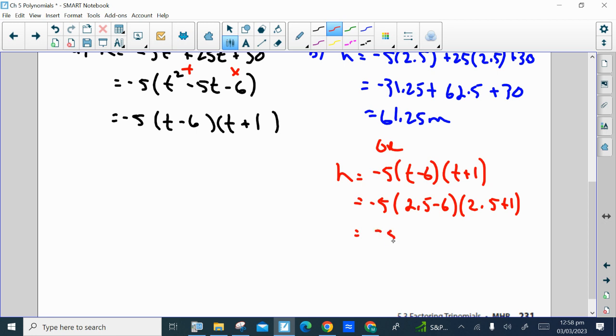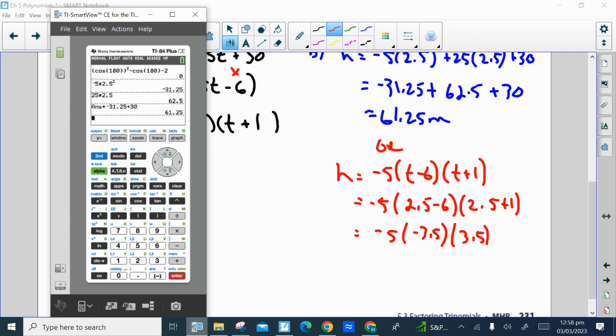So you're going to have the -5, and that's going to be multiplied by -3.5. That's what you get when you go 2.5 take away 6. And when you go 2.5 plus 1, that'll be +3.5. So we're going to multiply these three numbers together. And we get exactly the same answer as above, 61.25.